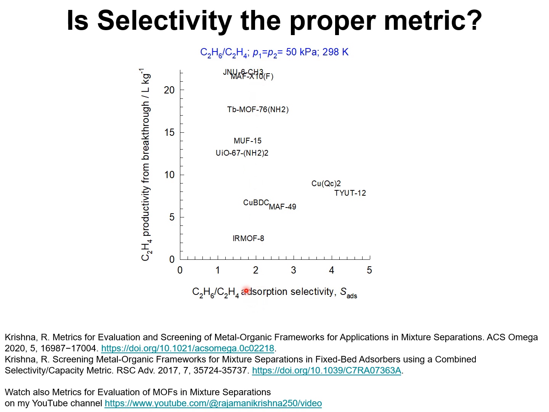JNU6CH3 has the highest productivity in these MOFs, despite the fact that the adsorption selectivity is less than about 2. So we must conclude that ranking MOFs on the basis of adsorption selectivity is not appropriate.